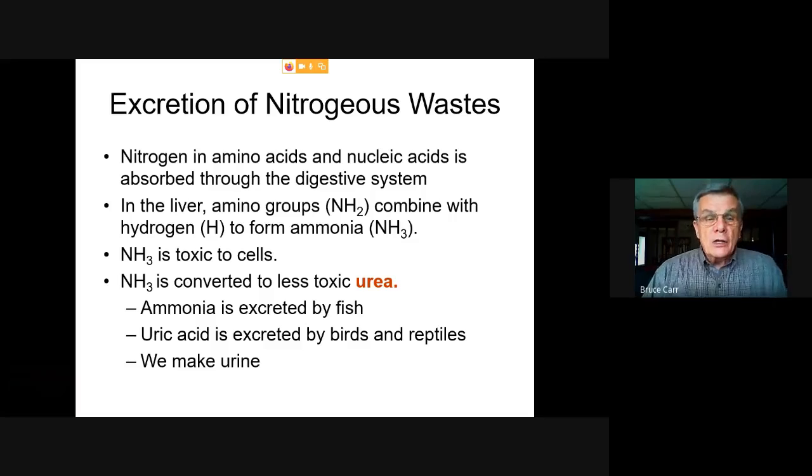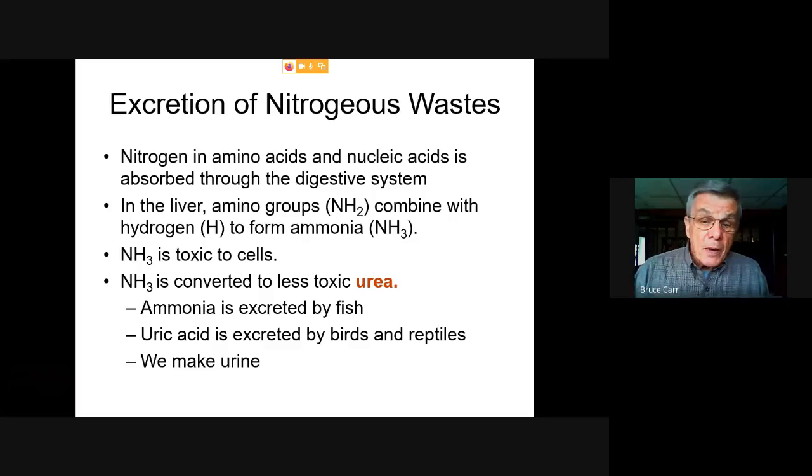Nitrogenous wastes in our body result from the digestion of proteins, and to some extent nucleic acids as well, but mostly proteins. There are so many more proteins, and we use them for so many things. All the amino acids must be present for us to synthesize our proteins, but we can also use proteins for energy. And when we do, we break down amino groups. We break them off the amino acid and release amino groups in water, which forms ammonia. Ammonia is deadly toxic to cells.